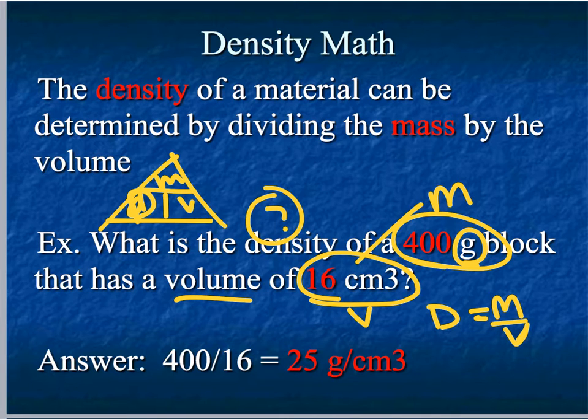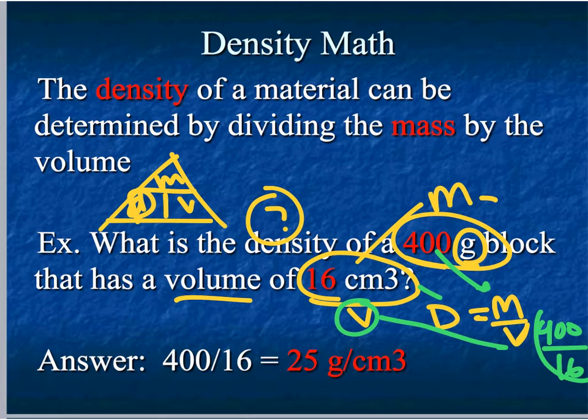Okay, what gets plugged into mass? Is it 400 or 16? Well, we labeled this M, so this 400 has to go here, on top, right? And we labeled volume on the bottom, and this is V, so this is going to go down here. So we should have 400 over 16. You get another point for showing the equation correctly, and another point for plugging in correctly. And your final answer is going to be 25 grams per cubic centimeter. Okay, moving on.